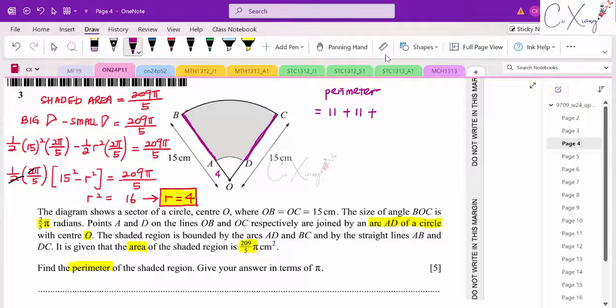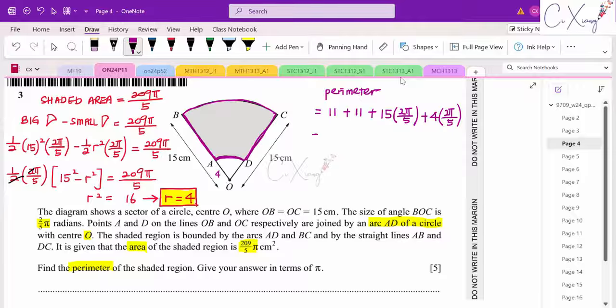Then what is the length of the arc for BC? So the arc length will be r theta. So what is the r for OB? It should be 15. Theta is 2 pi over 5. Plus the last length is this one, the length of the arc AD. So for AD, the length of the radius is r, which is 4. Then the theta is the same, which is 2 pi over 5.